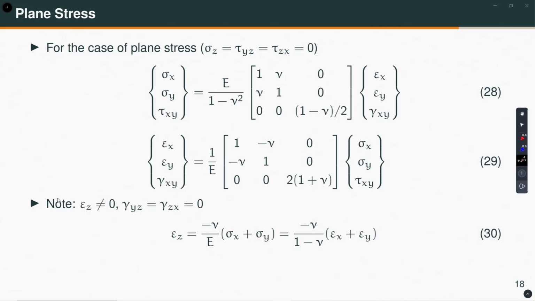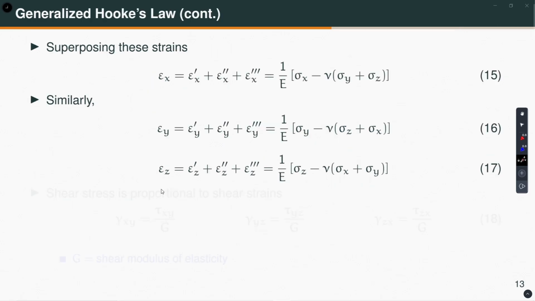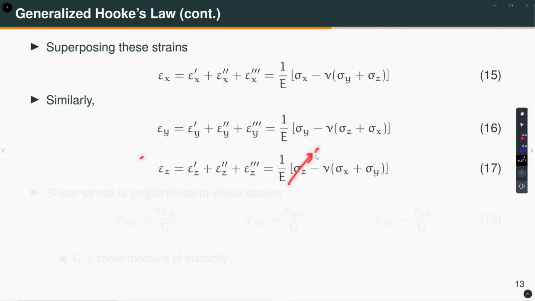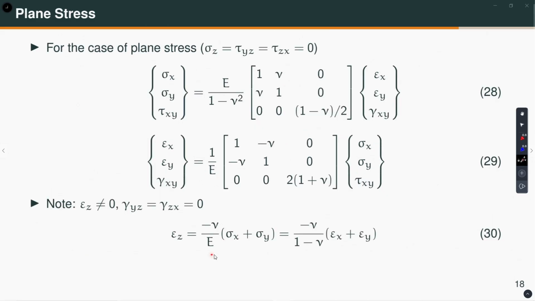So, how do you determine epsilon z? Well, you can go back to this equation that we have derived earlier. So, in this equation, what you do? You substitute sigma z is equal to 0, then epsilon z is 1 by E minus nu into sigma x plus sigma y. Okay. That is what I have, and you can also write it in terms of the normal strain epsilon x and epsilon y.